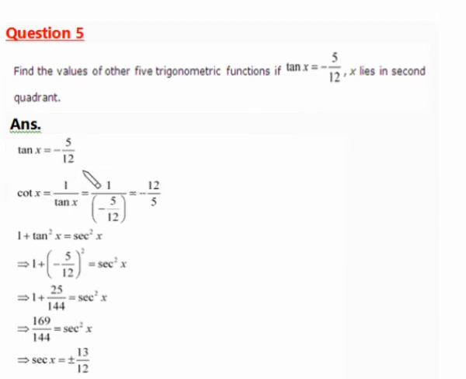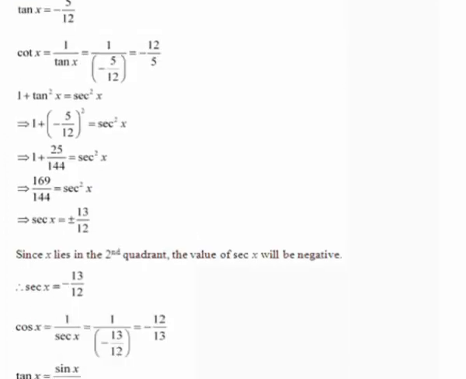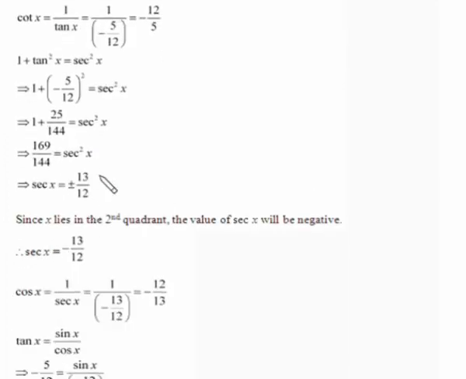So tan x is equal to minus 5 by 12. We put it in cot x equal to 1 by tan x. We get cot x is minus 12 by 5. We know about this identity, 1 plus tan square x is equal to sec square x. We get the value of sec x is plus minus 13 by 12. We put this value to find cos x is minus 12 by 13.